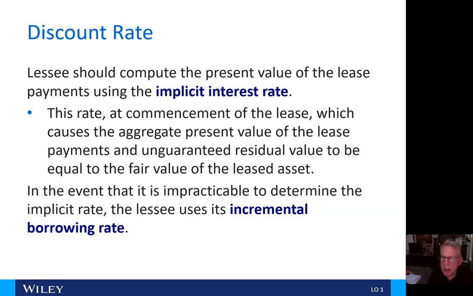Discount rate. The lessee should compute the present value of the lease payments using the implicit interest rate. This rate at the commencement of the lease causes the aggregate present value of the lease payments and the unguaranteed residual value to be equal to the fair value of the leased asset. In the event that it is impractical to determine the implicit rate, the lessee will then use its incremental borrowing rate.